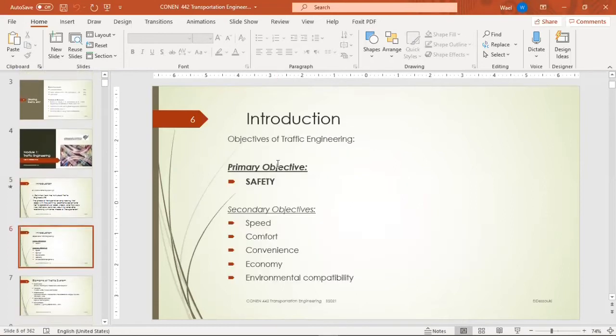Okay, then what are the primary goals or objectives in traffic engineering? The primary objective for traffic engineering is safety. To begin with, that's safety, that's the first objective for traffic engineering. As a secondary objective, there is speed, there is comfort, convenience, and economy. Okay, all of these objectives come secondary to safety.